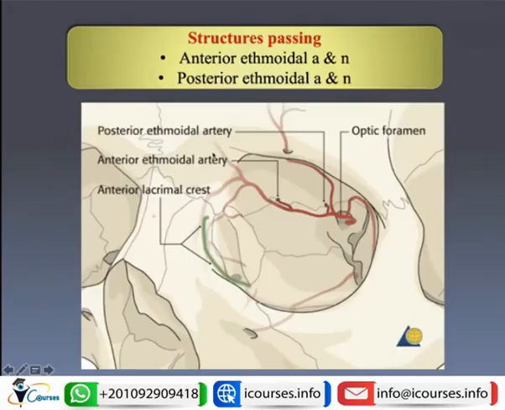So from just your basic understanding of what we mentioned, you will be able to guess what the structures passing through the ethmoidal foramina are. That's correct. It will be the ethmoidal vessels and the nerves. They will transmit the ethmoidal arteries, the ethmoidal veins, and the ethmoidal nerves that will supply the ethmoidal sinus.